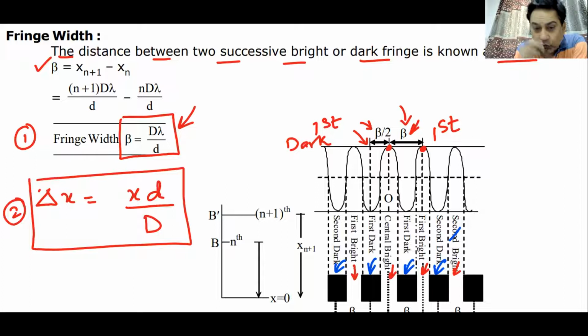The distance between two consecutive dark or two consecutive bright is known as beta. Between a consecutive dark and bright, it will be beta by 2. Do we understand this? This is what you need to note down, and I'll give you 2 minutes to note it down. I hope everyone is there. Let's move ahead and see the next point.